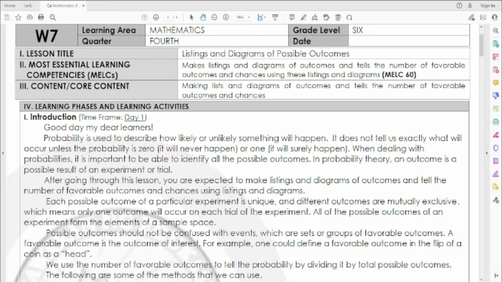Good day, children. Our lesson today is listing and diagram of possible outcomes. In today's lesson, we make listings and diagrams of outcomes and tell the number of favorable outcomes and chances using these listings and diagrams.